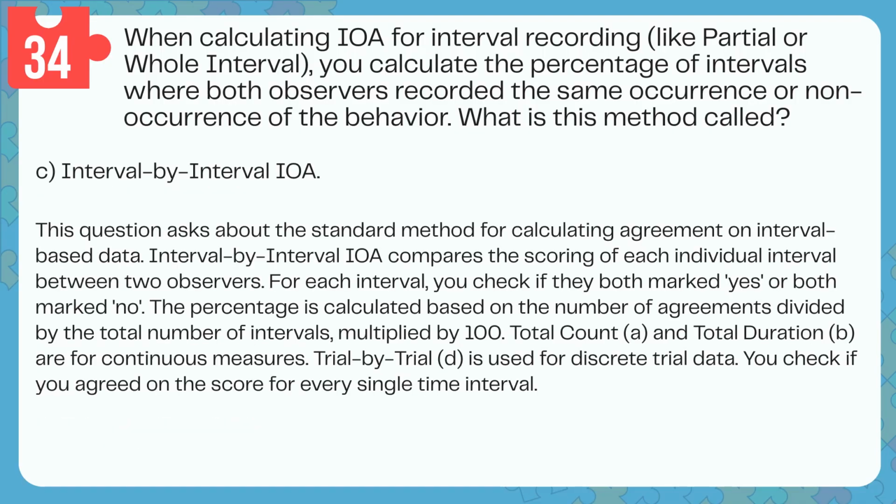Answer: C. Interval by interval IOA. Explanation: this question asks about the standard method for calculating agreement on interval-based data. Interval by interval IOA compares the scoring of each individual interval between two observers. For each interval, you check if they both marked yes or both marked no. The percentage is calculated based on the number of agreements divided by the total number of intervals, multiplied by 100. Total count, A, and total duration, B, are for continuous measures. Trial by trial, D, is used for discrete trial data. You check if you agreed on the score for every single time interval.